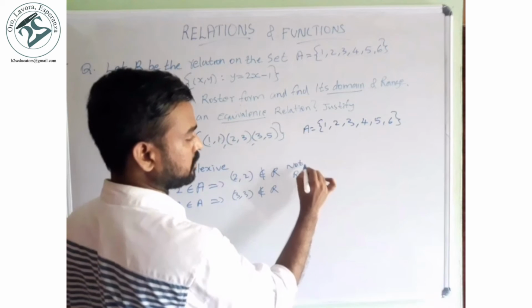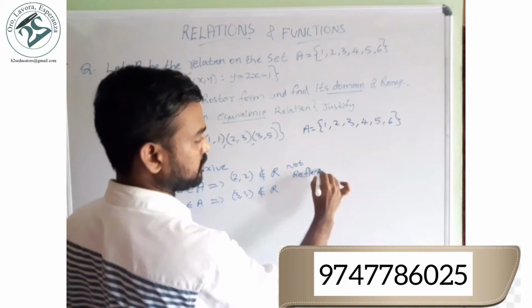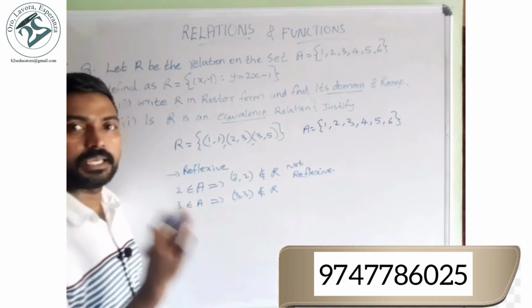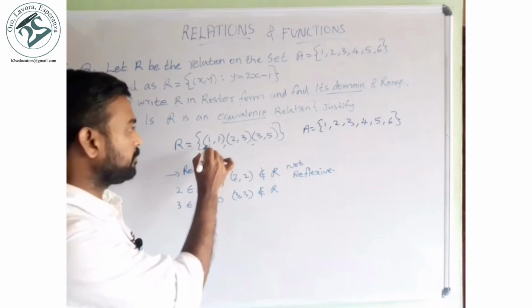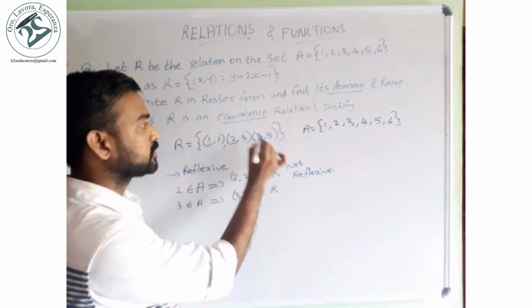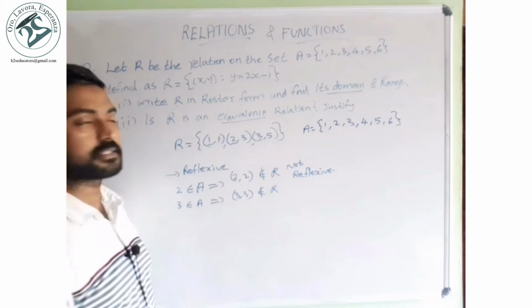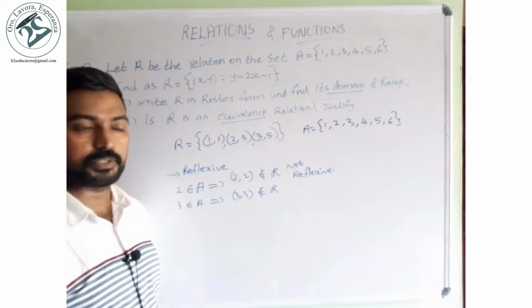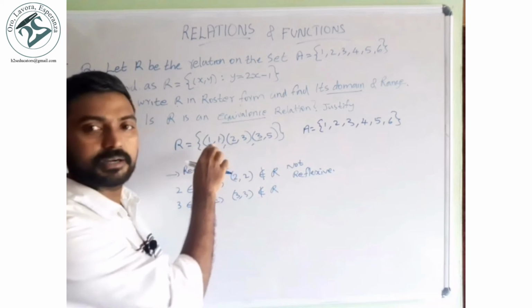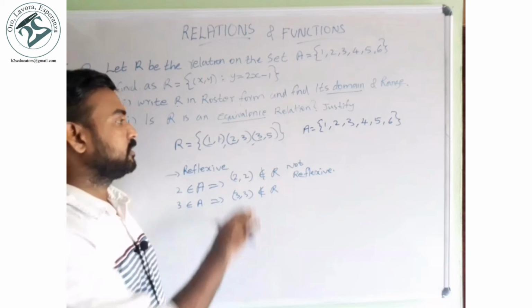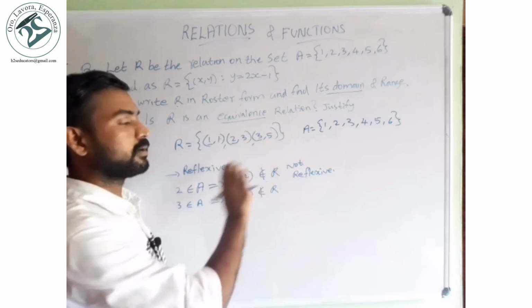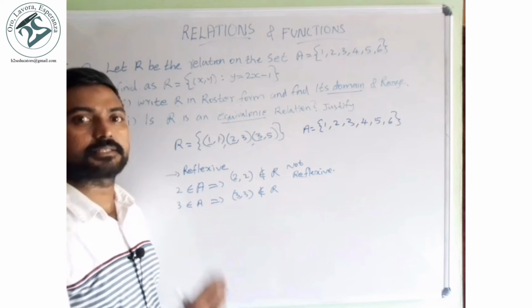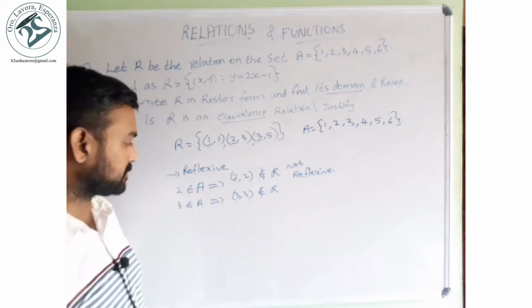Not reflexive. Why is it not reflexive? If it is reflexive, the domain elements 1, 2, 3 should come as the y element also. That means (1, 1) is required, and it exists. But (2, 2) and (3, 3) do not exist. In such cases, it is not reflexive.